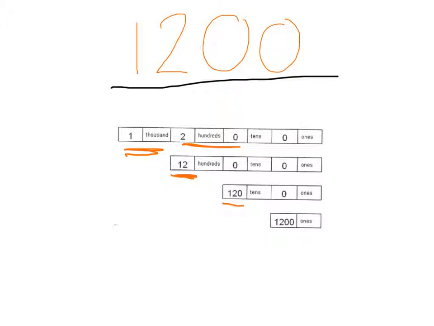So we have 120 tens. And then as we move down into our ones, 1,200 is also the same as 1,200 ones. Those tiny little individual cubes, we would need 1,200 of those cubes to represent the number 1,200.